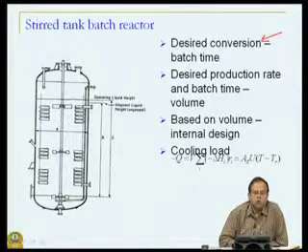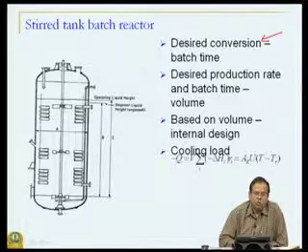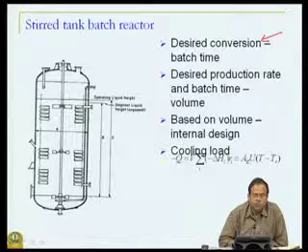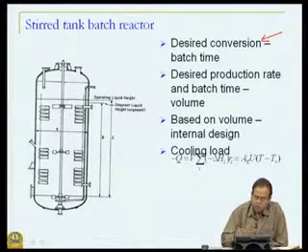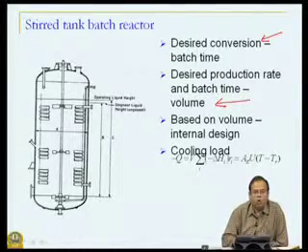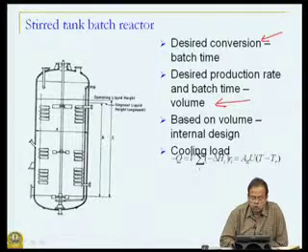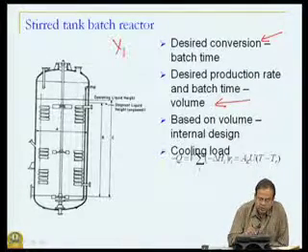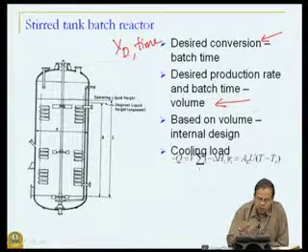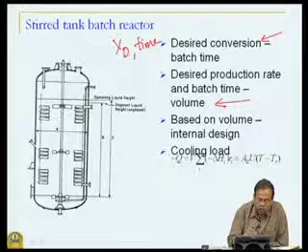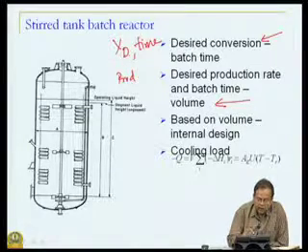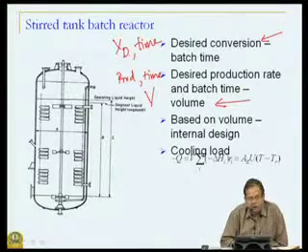You have your total desired production. So, that will give you what should be your production per unit batch, and based on that you will decide on the volume of the reactor. So, here, based on desired conversion, we found the time of operation. Based on desired production and the time of operation, we found the volume of the reactor.